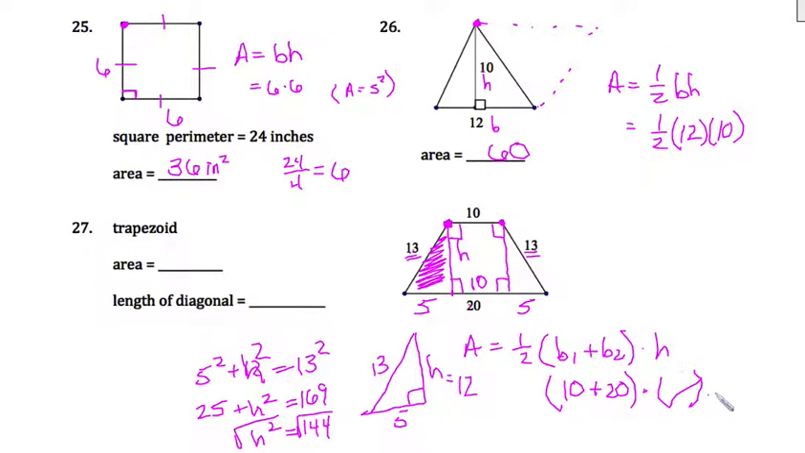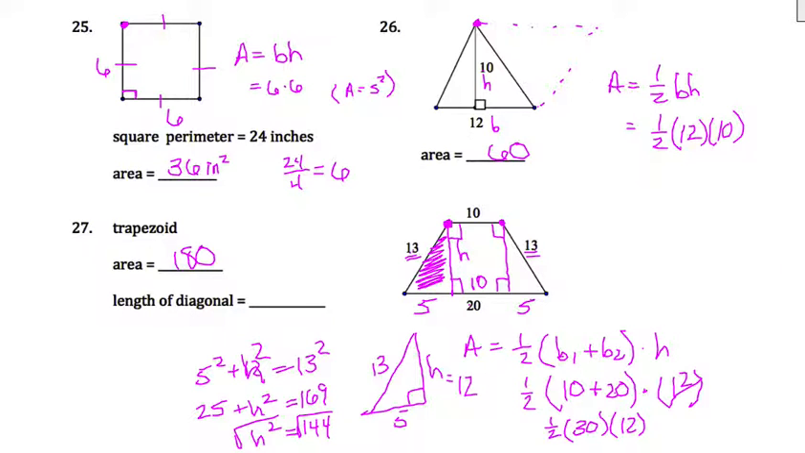So if the height is 12, that's the number that's going to go into my formula. So 1/2 times 10 plus the 20 times the height, which we figured out was 12. So it's going to be 1/2 of 30 times 12, which ends up being 180. Now the next question here says, find the length of the diagonal.